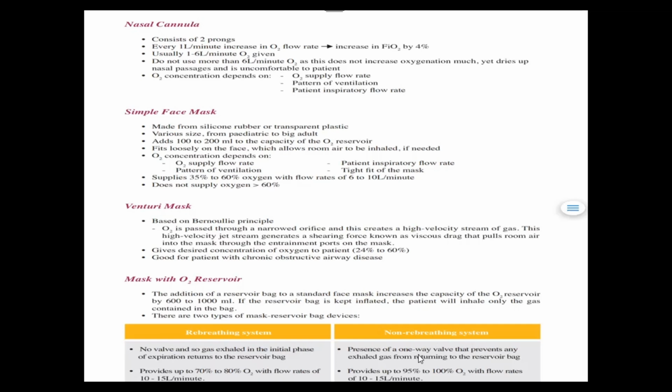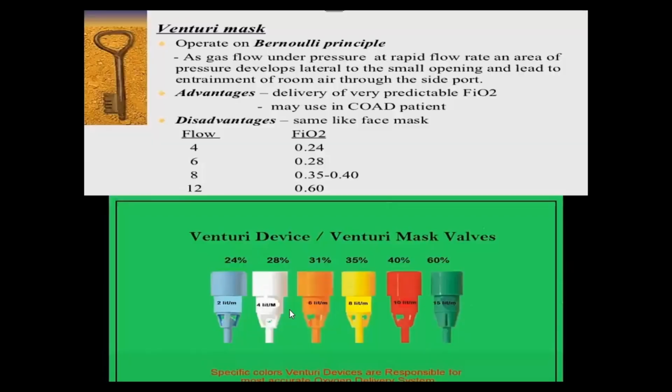In a non-rebreathing system, there is a one-way valve that prevents any exhaled gas from returning to the reservoir bag. There is no mixing of the exhaled gas with the fresh gas flow from the reservoir. It can provide almost 95 to 100%. Cannot get 100%, because there will always be a leak. So the maximum is only 95%. Okay. So that's all about oxygen.